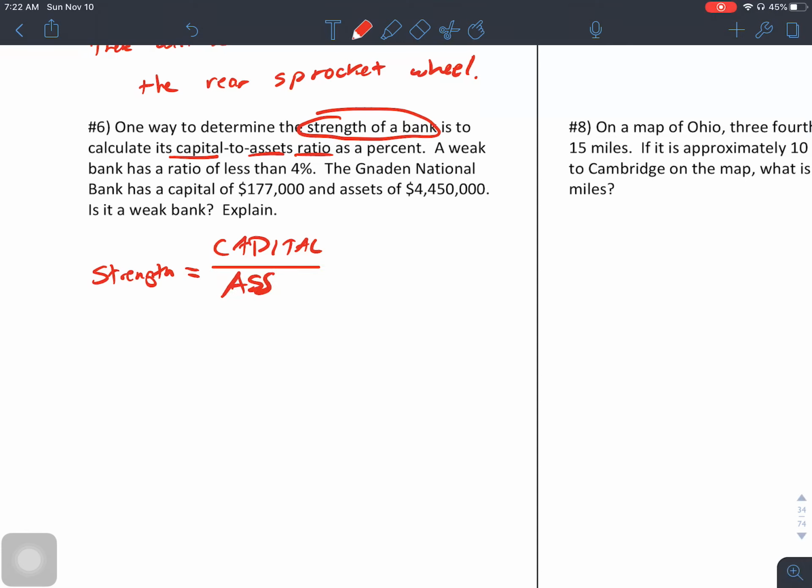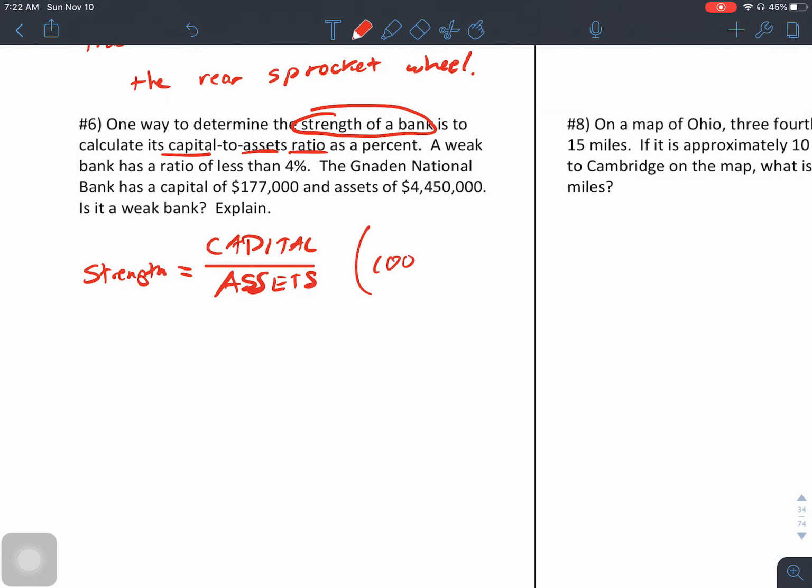Make sure that when you're abbreviating, you abbreviate wisely. Otherwise, you're going to get yourself in trouble. Capital to assets. Now it says as a percent. If you divide two numbers like these, you're going to end up with something that's not a percent. To change it to a percent, we're going to have to multiply this by 100. And that's going to give us a percent.